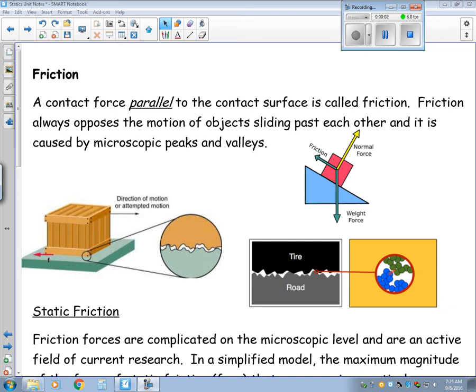This is video 3 for the statics unit. So in this one we're going to begin by talking about friction. I've mentioned friction in the past, and we can use it, but now we're really going to dive in and try to take a look at what friction actually is.